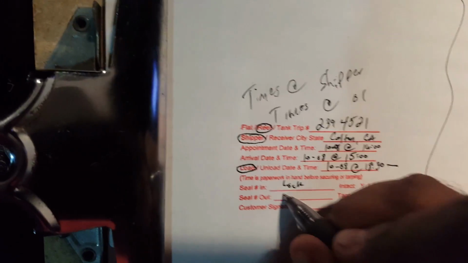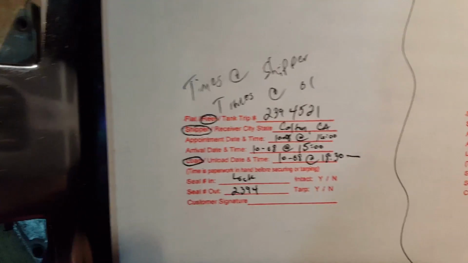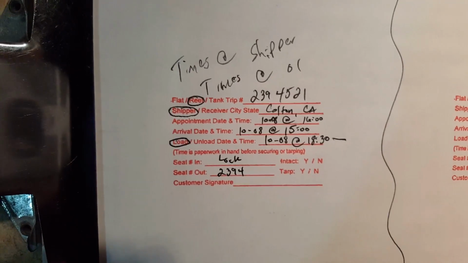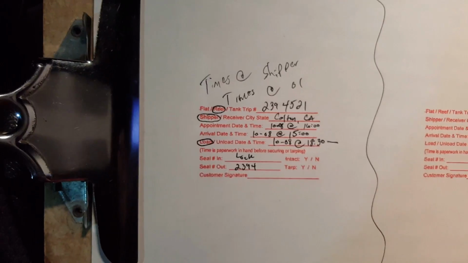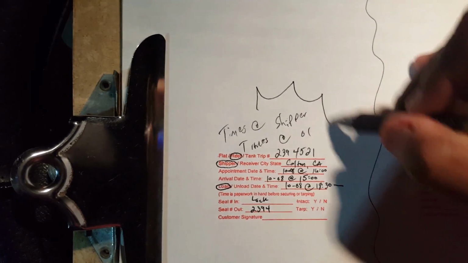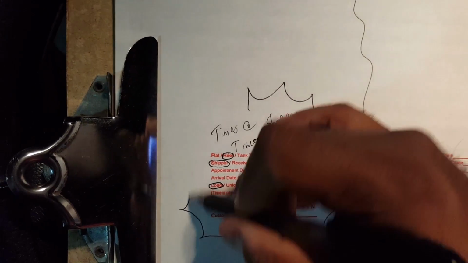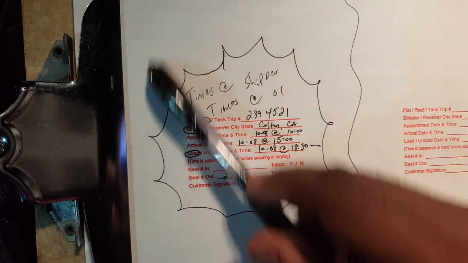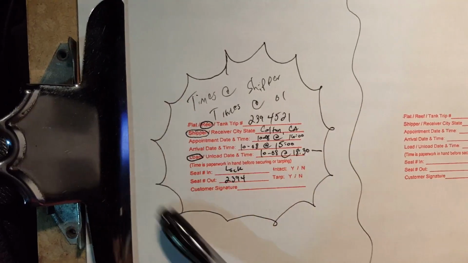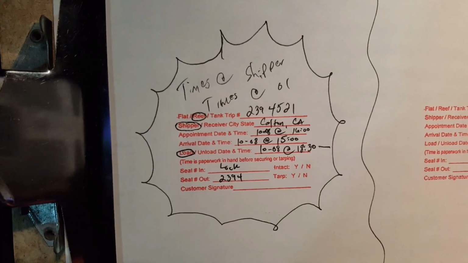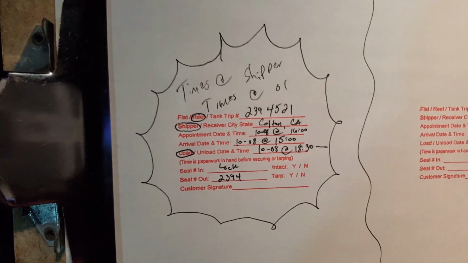Okay, next question is seal in. We came in with a lock. What seal are we leaving with? We're just gonna make one up. All right, and again, this is detention stamp, time stamp for the shipper, and we're gonna do one for the 90. So this is something that I do. I make it look like this because I want it to stand out. I want the company to see the times.